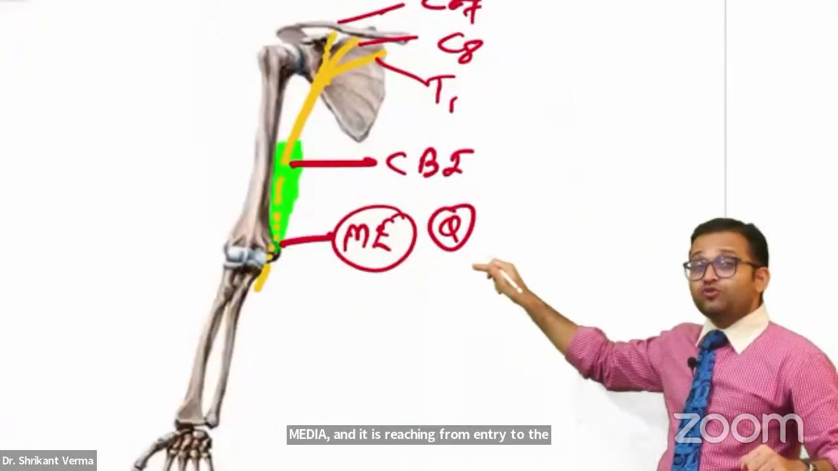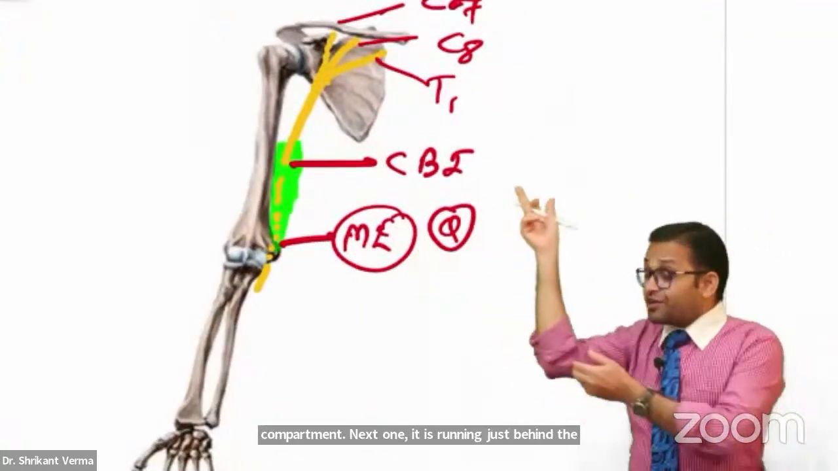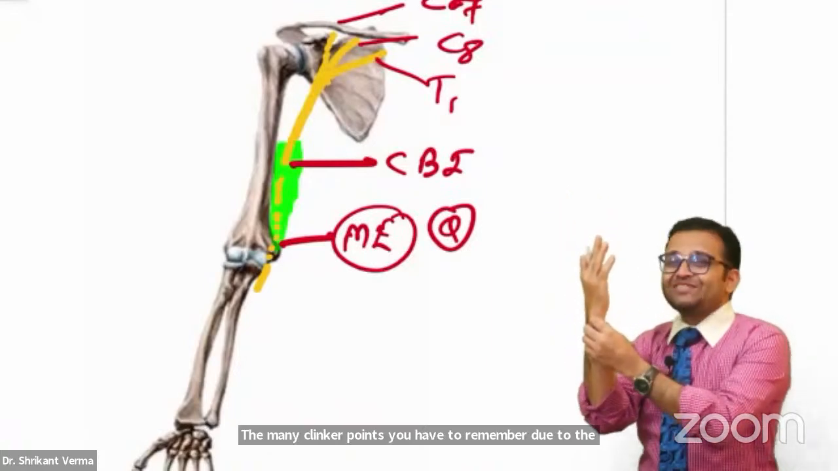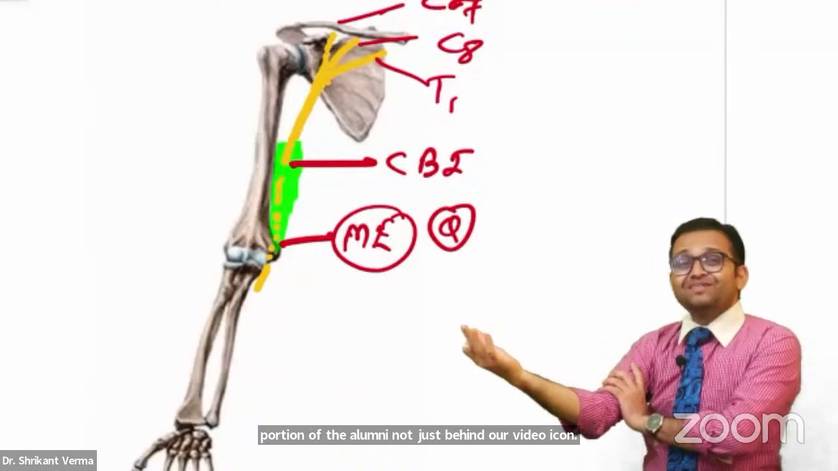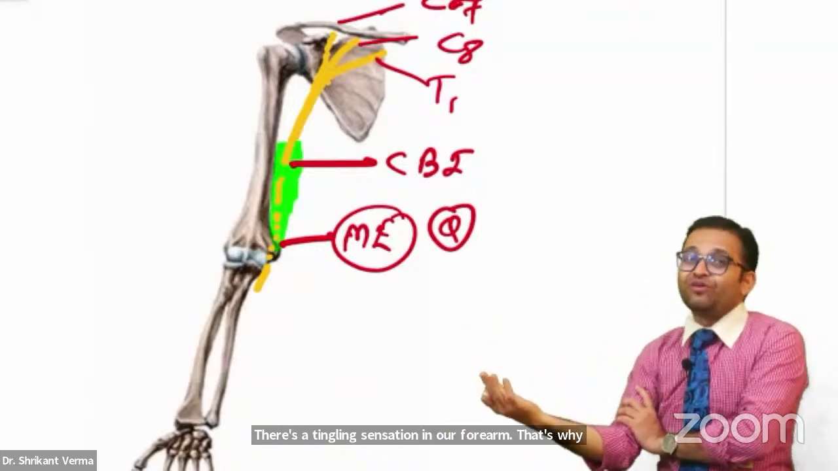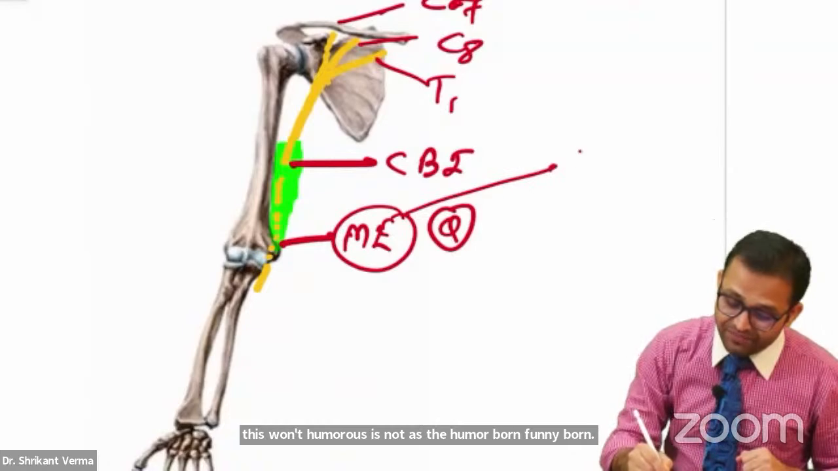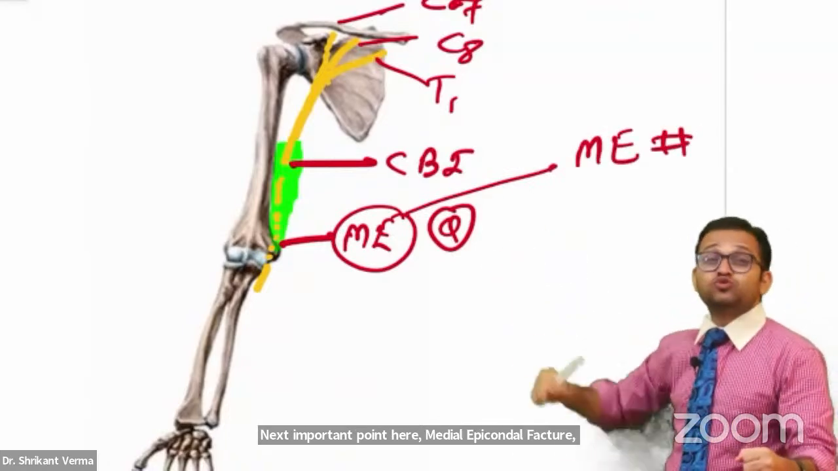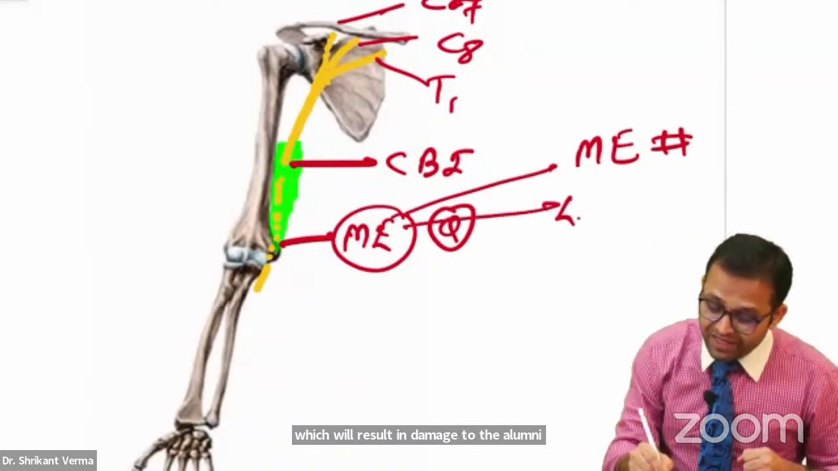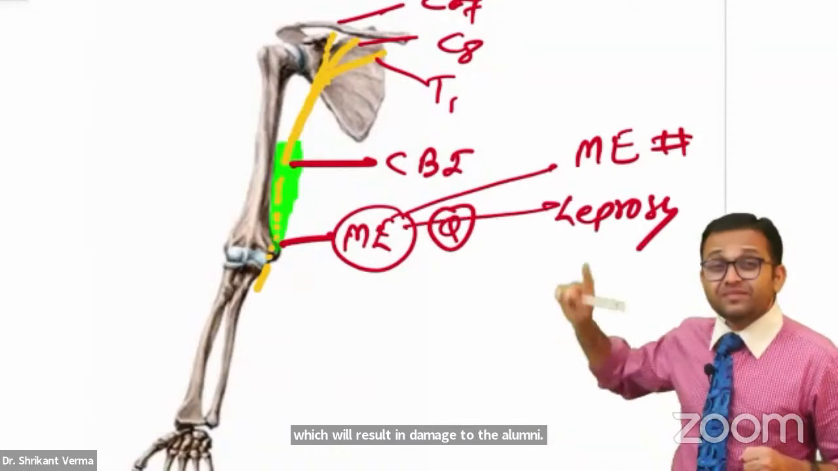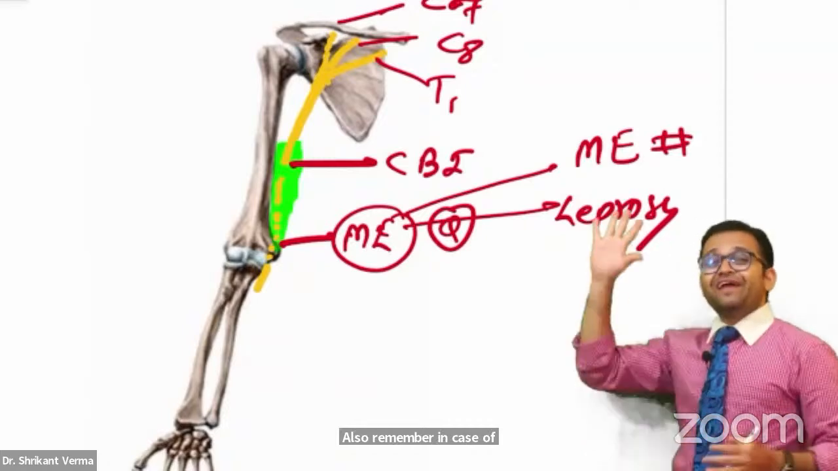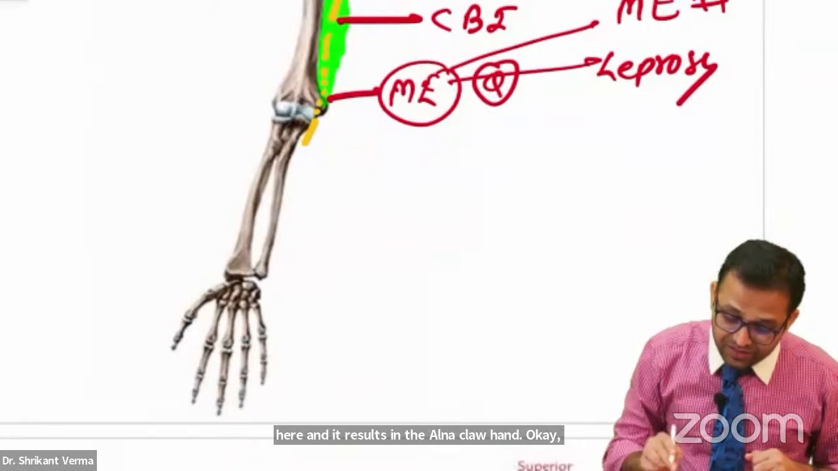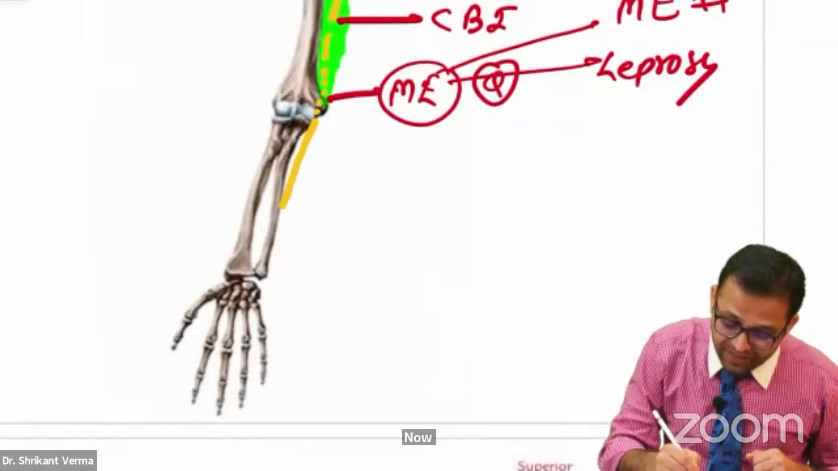There are many clinical points you have to remember. Due to the position of the ulnar nerve just behind the medial epicondyle, there is a tingling sensation in our forearm. That's why this bone, the humerus, is known as the funny bone. Next important point: medial epicondyle fracture will result in damage to the ulnar nerve. Also remember, in case of leprosy, this ulnar nerve is commonly involved, and it results in the ulnar claw hand. Now this ulnar nerve is running in our anterior compartment.